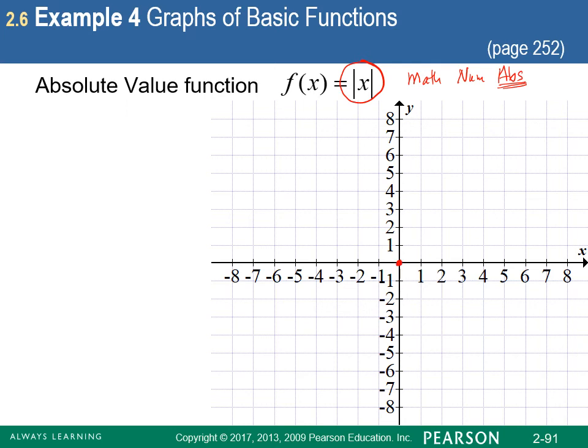So you see something in common in all 6 of these graphs, hopefully. The right side of the graph is going to look just like the graph of y equals x. It's going to split quadrant 1. However, the left side is going to split quadrant 2.